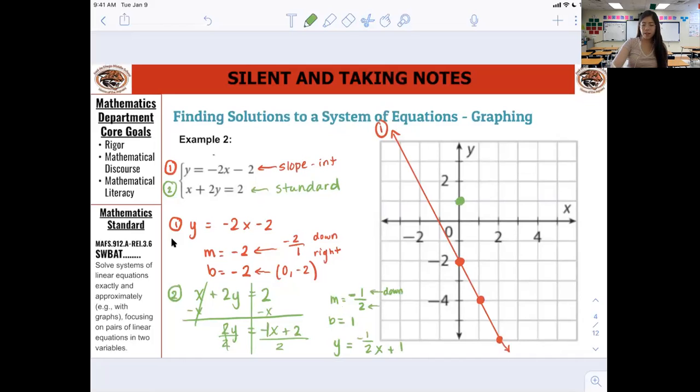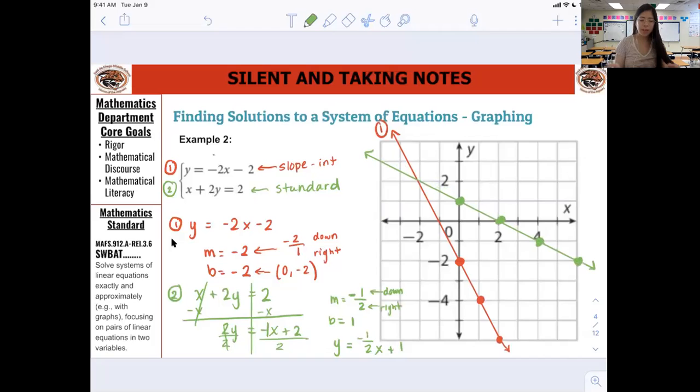and 2 to the right. Good. So here we go. Down 1, 2 to the right. Down 1, 2 to the right. Down 1, 2 to the right. Here's my line. There we go.